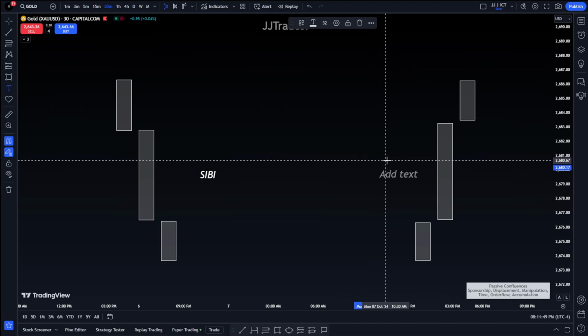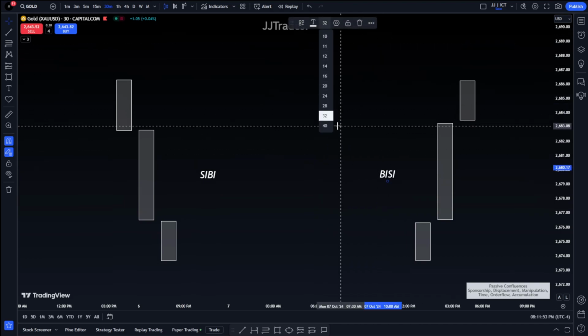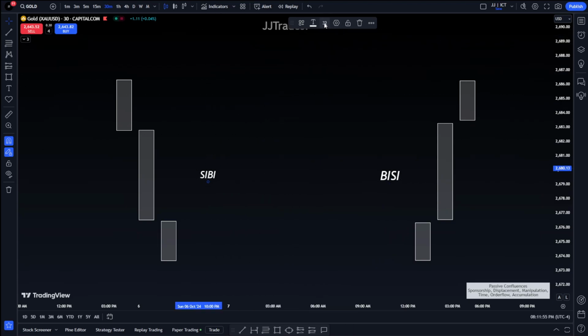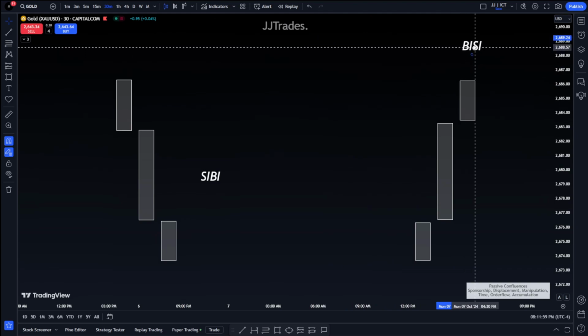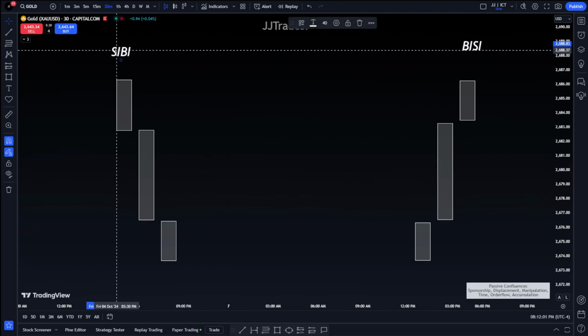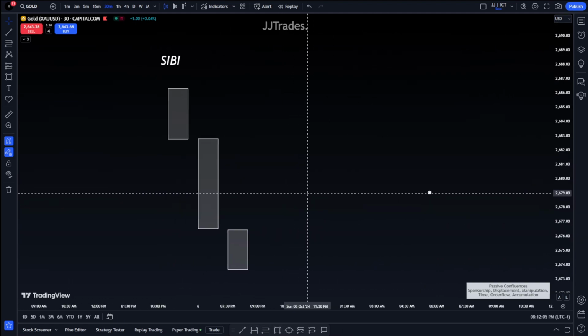Then this over here is a what? It's a BISI. See that? We got a BISI and a SIBI. Do you understand? Alright, but going over it now, we can set it above. Sure, why not? So, let's go over SIBI first.